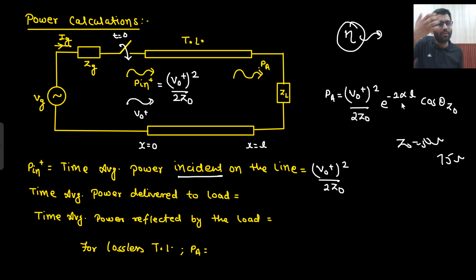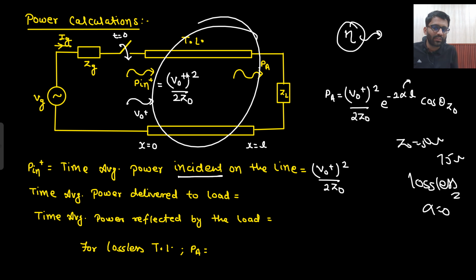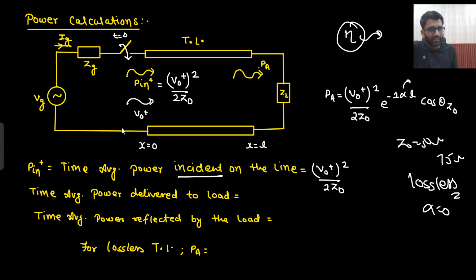Also in our problem, lossless transmission lines are given. In our questions we have seen that in 99% of the questions, a lossless transmission line is given. If lossless, that means alpha is 0. So this term will also be gone. So whatever power is generated, the complete power will reach towards the load. That means there is no loss in the transmission line.